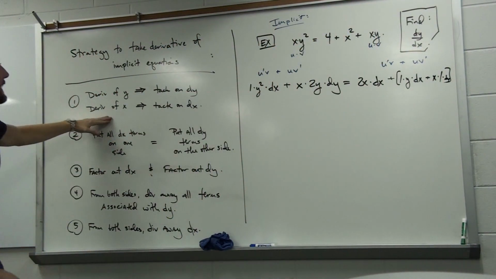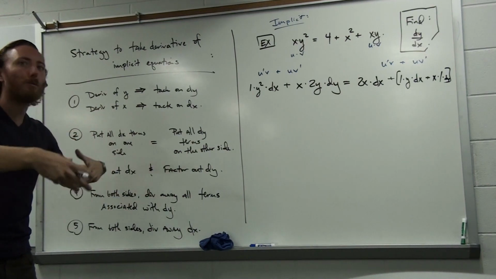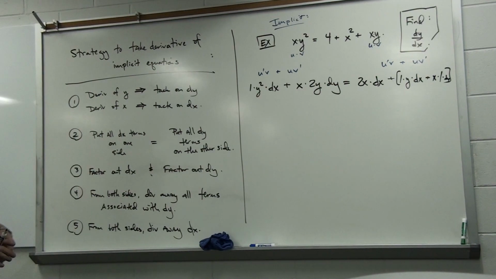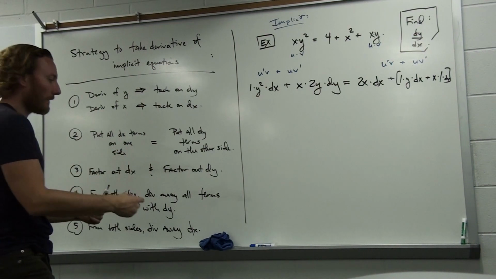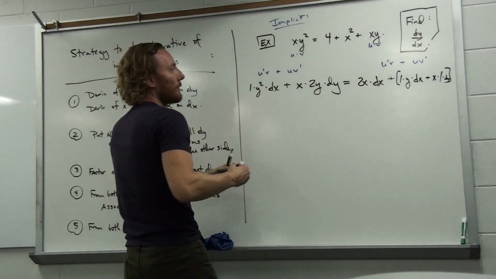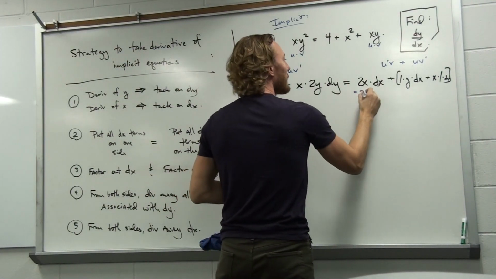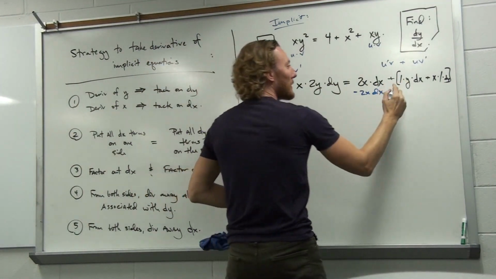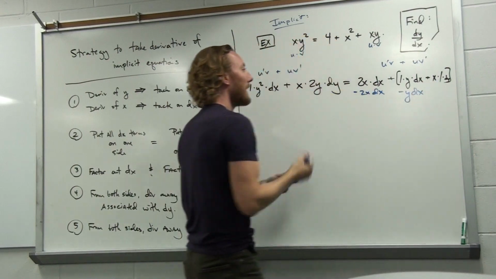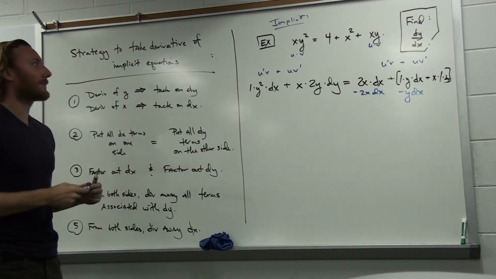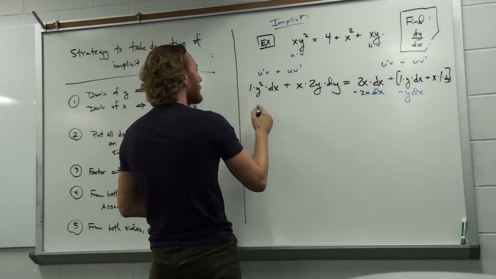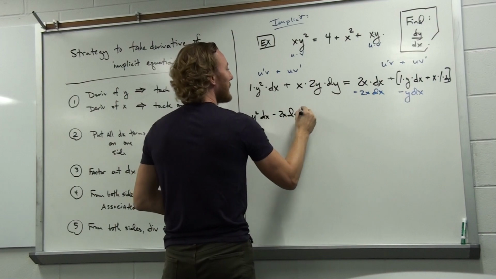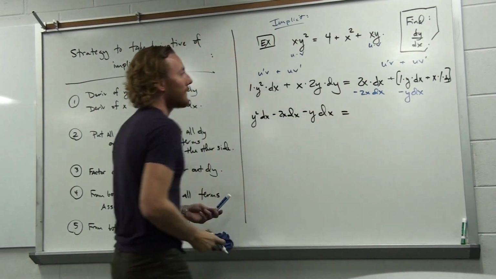Okay, now, we've taken all of our derivatives. Now it's an algebraic rearrangement. We've got to put all our dx terms on one side, all our dy terms on the other. So let's try to get our dx terms on the left. So we've already got one dx term over here. We need this 2x dx on the other side. So let's subtract 2x dx from both sides. We need this y dx term on the left-hand side too. So let's subtract a y dx from both sides also. So when we subtract those dx terms, we'll have the y squared dx minus the 2x dx minus the y dx on the left-hand side.